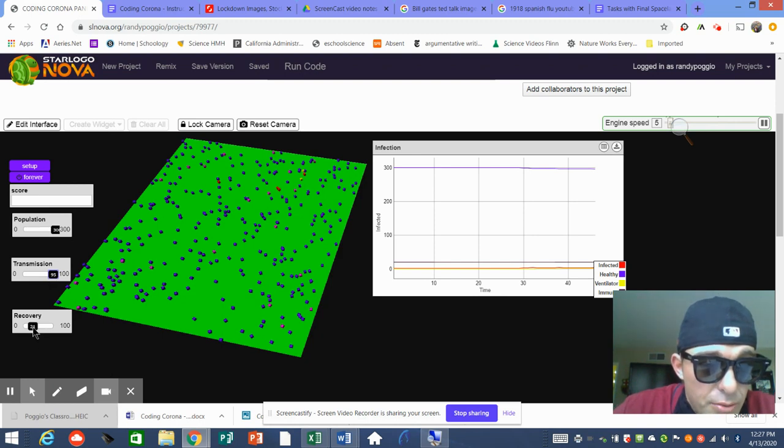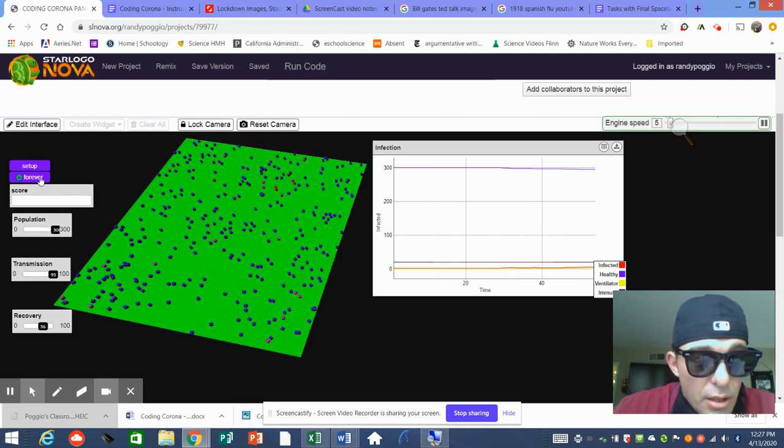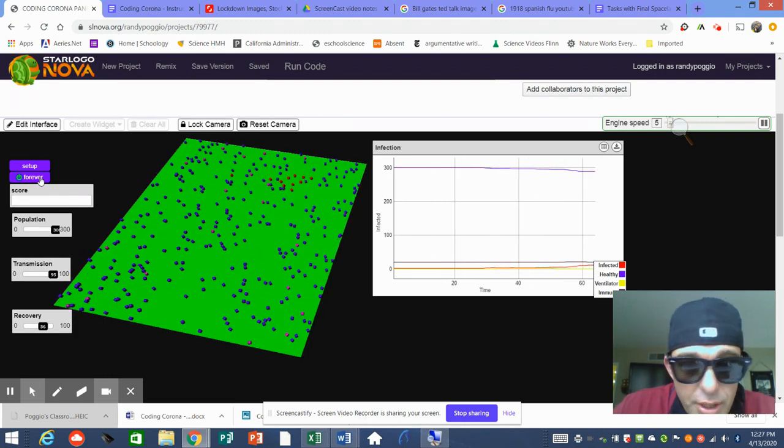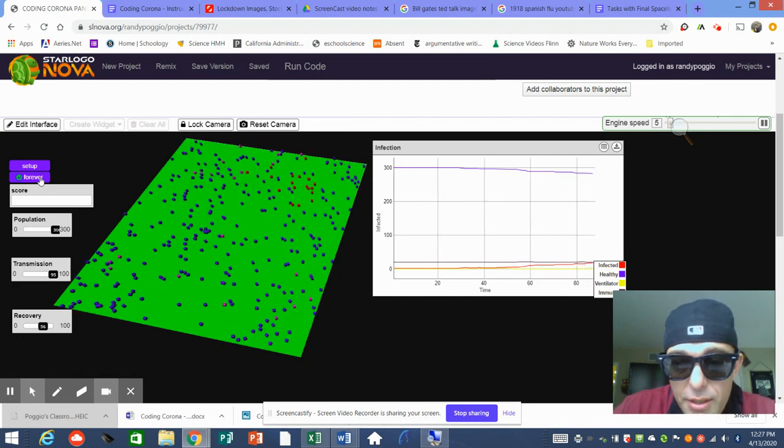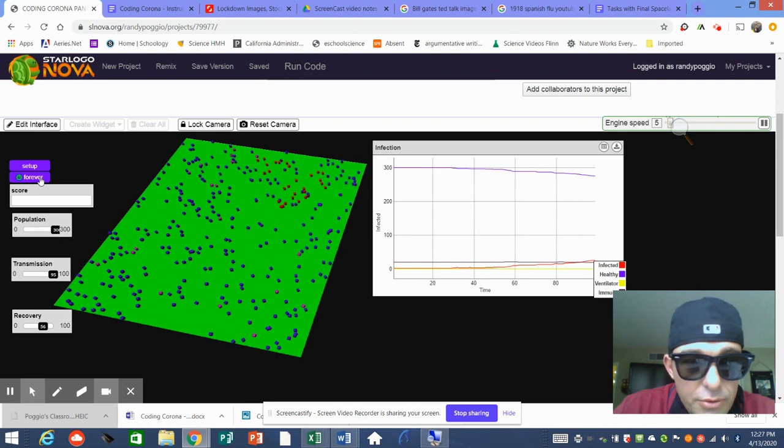And with this new transmission rate running my model, we'll get close to day 100, which is just about where I expect we are today in the United States with the introduction of COVID-19.